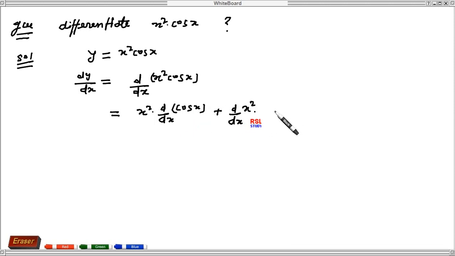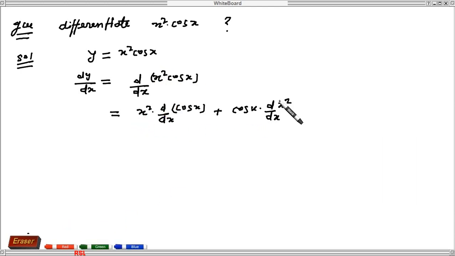Now here x square is written in an arranged way. Now cos x is treated as a constant, so it will be outside, and x square is treated as a variable. So in this, suppose that this is u and this is v, so u d/dx of v plus v d/dx of u, means one time you have to differentiate this and one time you have to differentiate this, like this.